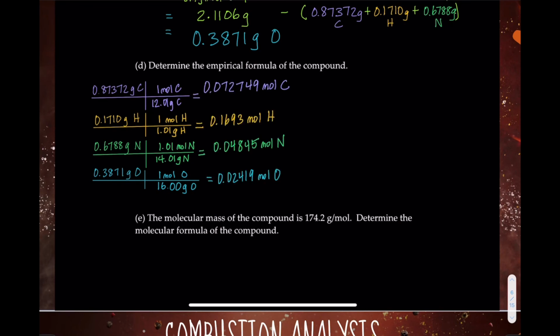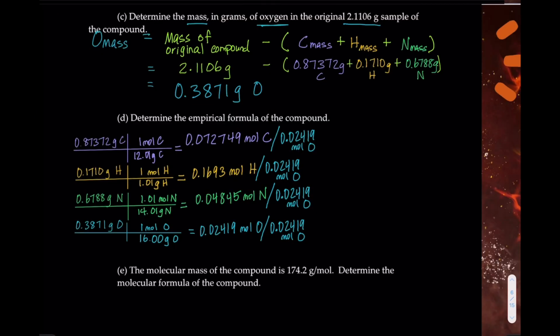Now that we've converted from mass to moles, our next step when solving for the empirical formula is to divide each of the moles by the smallest number of moles present here. If you compare carbon, hydrogen, nitrogen, and oxygen, you will see that oxygen has the smallest number of moles. So we're going to divide all 4 of these by the number of moles of oxygen. Remember, in this step, we're comparing moles of carbon to moles of oxygen, and then moles of hydrogen to moles of oxygen, and then moles of nitrogen to moles of oxygen. So essentially, we're solving for the ratio.